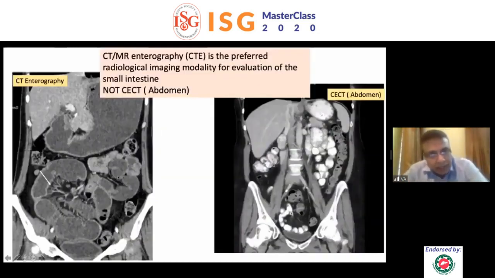Now, on the left-hand side is what is known as a CT enterography, where you give negative or neutral contrast. And on the right-hand side is a regular normal CECT abdomen. Why I put up this slide is that still at times, we often confuse and think that CECT abdomen should give us good enough information when it comes to identifying, treating, managing Crohn's disease. No. Even though it may be a little bit more troublesome for the patient to do CT enterography, the amount of information which CT enterography or MR enterography gives is much superior as compared to CECT abdomen.